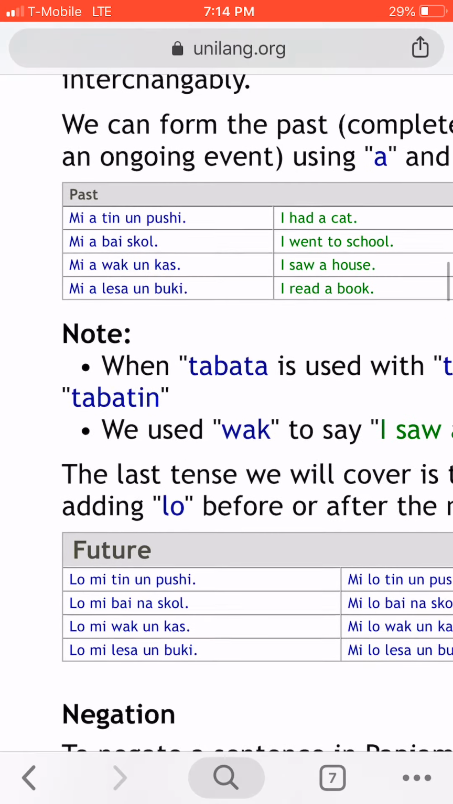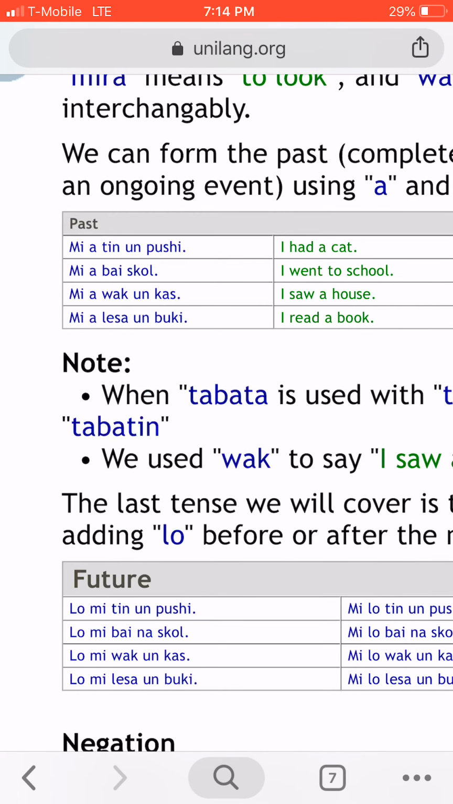Another example with a. I went to school. Went could be bye. So bye is to go. So you could say you went home. So bo is you, bye, and nakas is to your house.